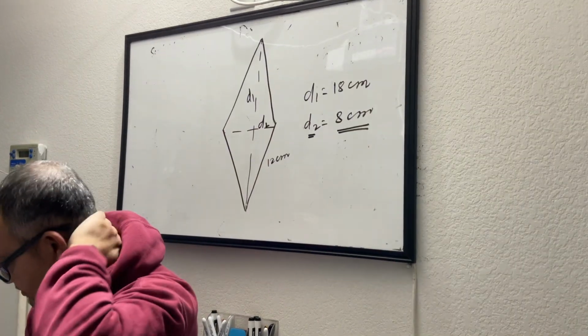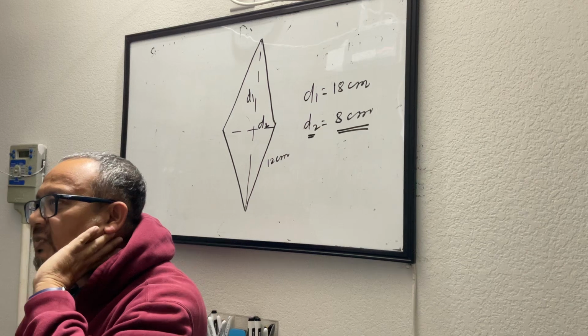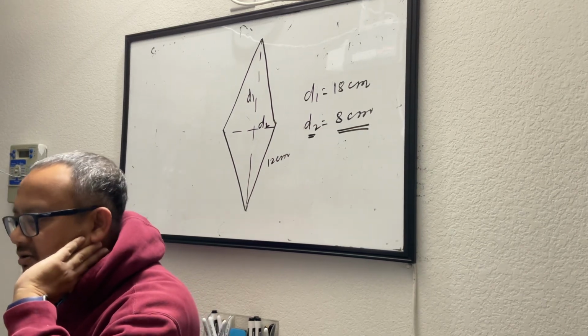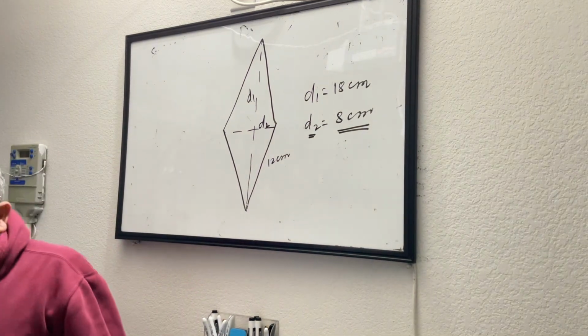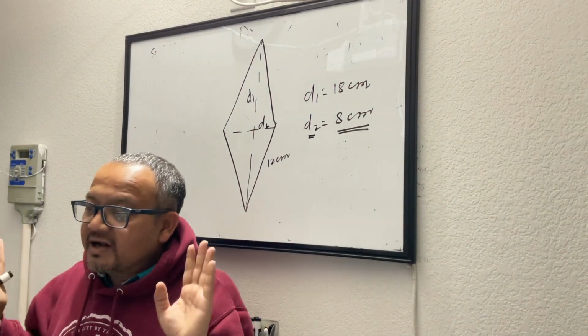Anika? Area, I got 72 centimeters square. Wonderful. Okay, now regardless of who got what, now look at this one.